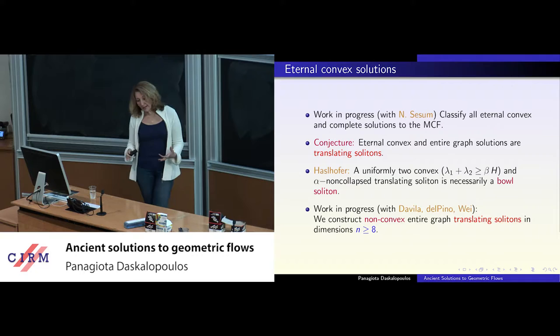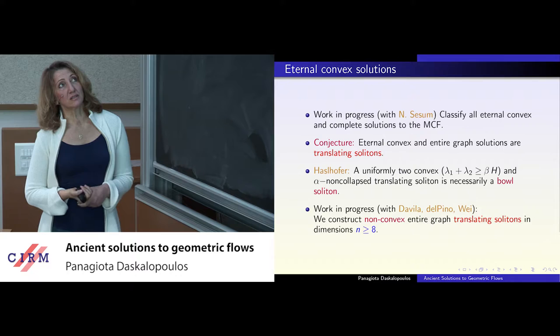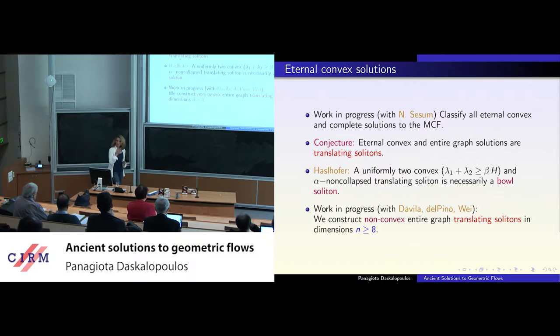And therefore, we will need to know which are the eternal convex solutions of the mean curvature flow. Since it's again a work in progress, the conjecture is that eternal convex entire graph solutions are translating solitons. And again, convexity is somehow equivalent to the non-collapsing condition. So once you know they are translating solitons, there is a recent work of Haslhofer, which is again based on this work of Brendle that I talked about, where it says that more or less under some convexity assumption, the translating solitons which are non-collapsed are the bowl, unique more or less up to a one parameter family.